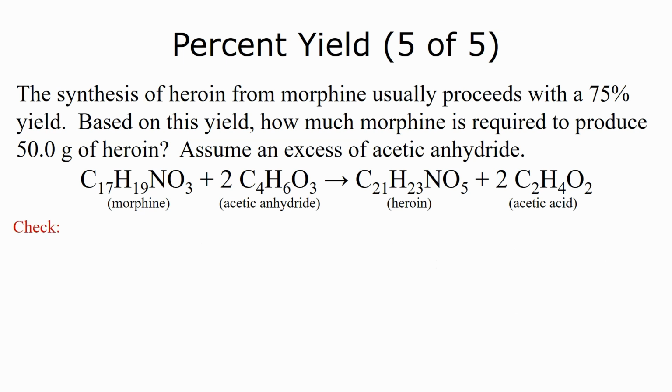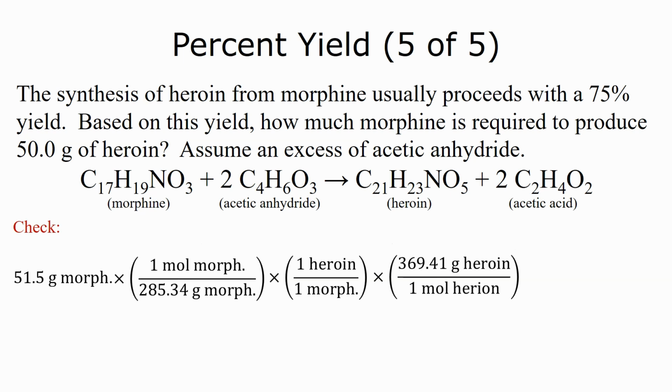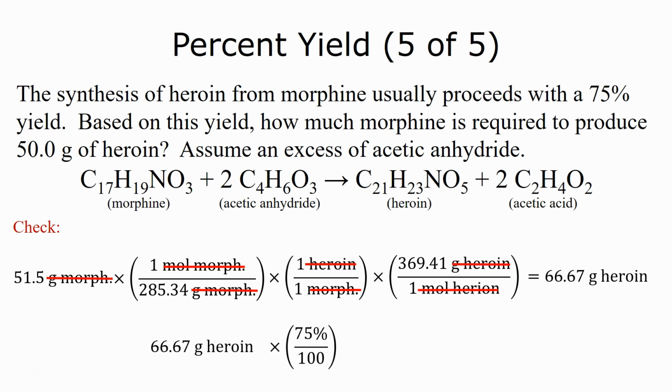Now we can check this. If we start with our 51.5 grams of reactant, convert that to moles of morphine, and then use the 1-to-1 ratio of heroin to morphine in the stoichiometry, and then convert moles of heroin to mass of heroin, we were expecting a theoretical yield of 66.67 grams of heroin. However, at only a 75% yield, multiply that times 75 divided by 100, that would only give us 50 grams of heroin, which is our target yield.